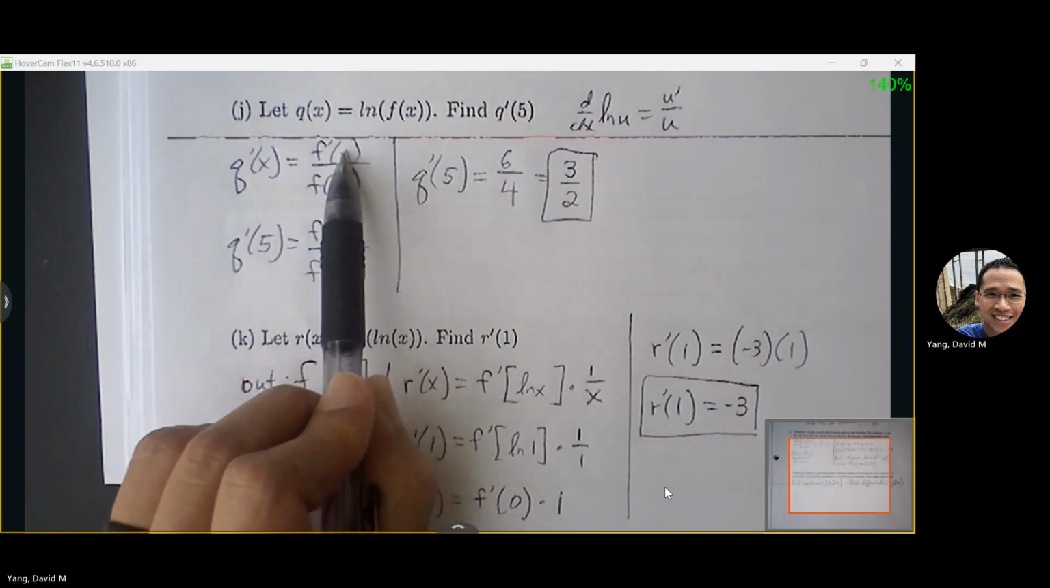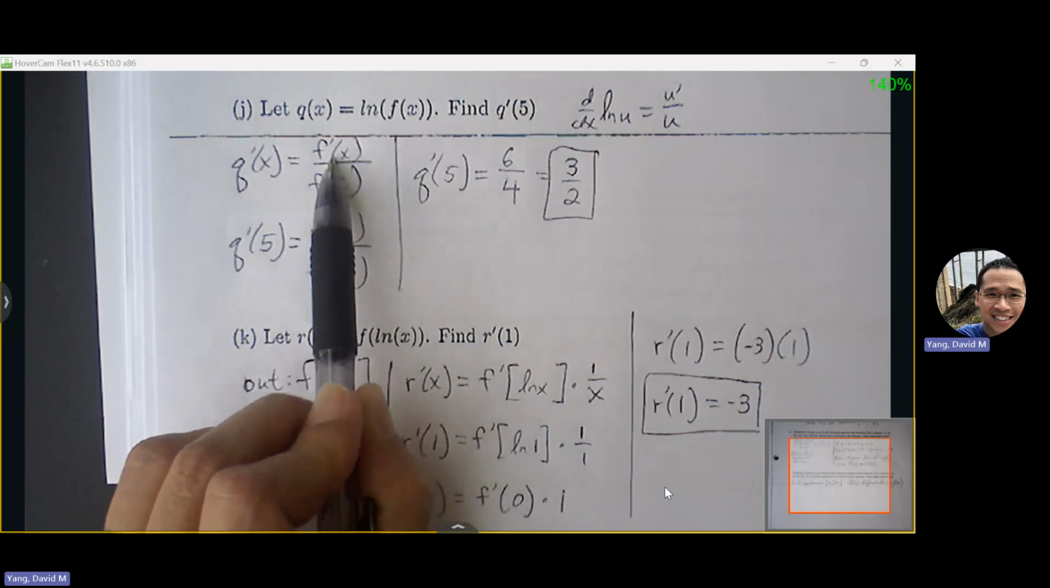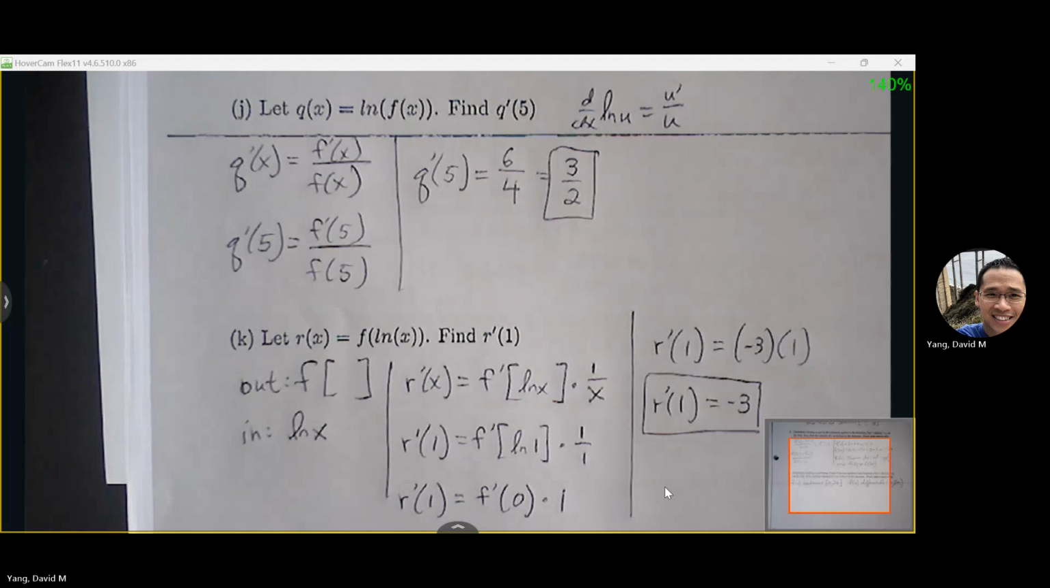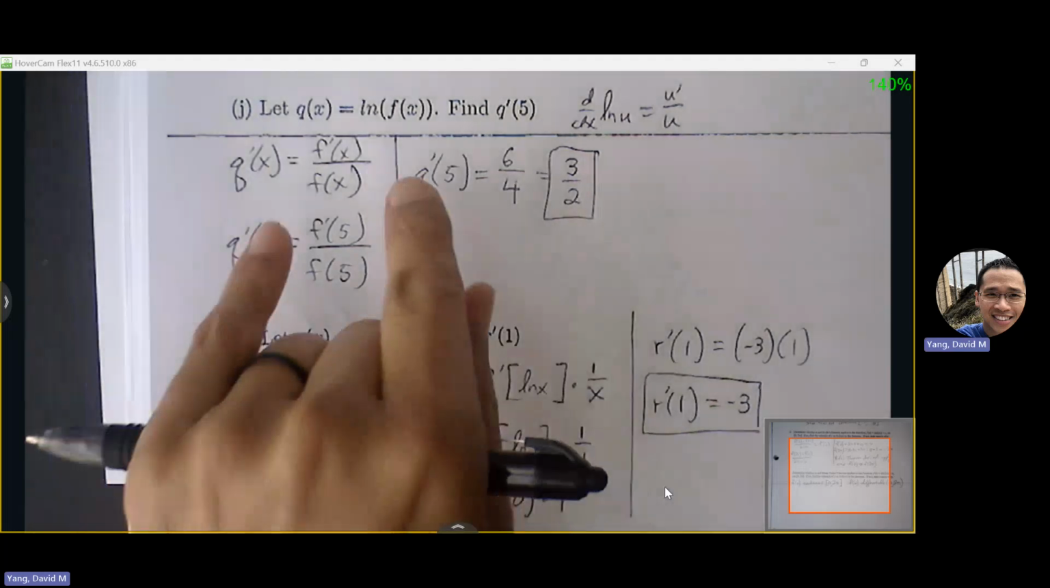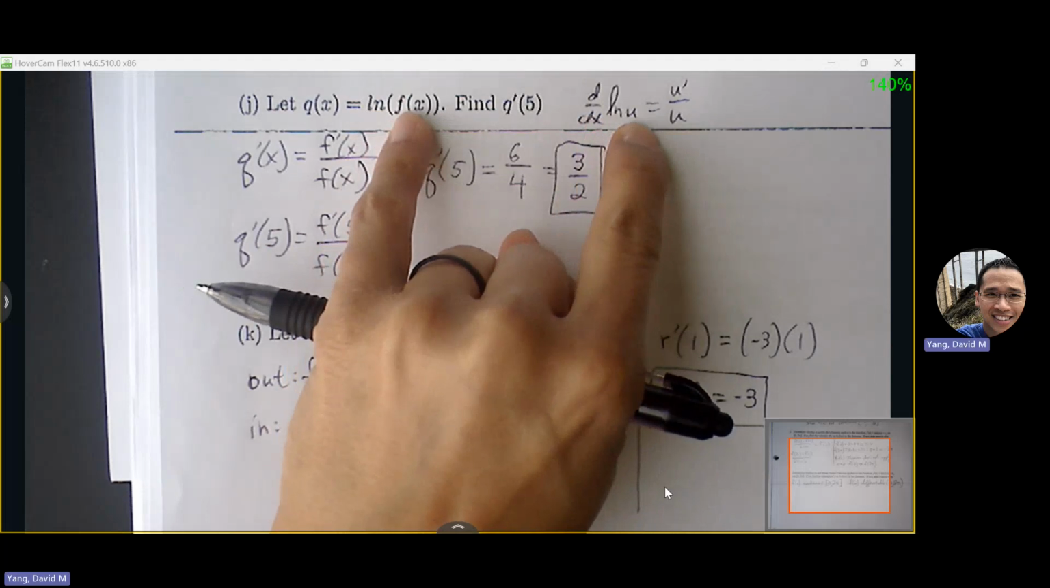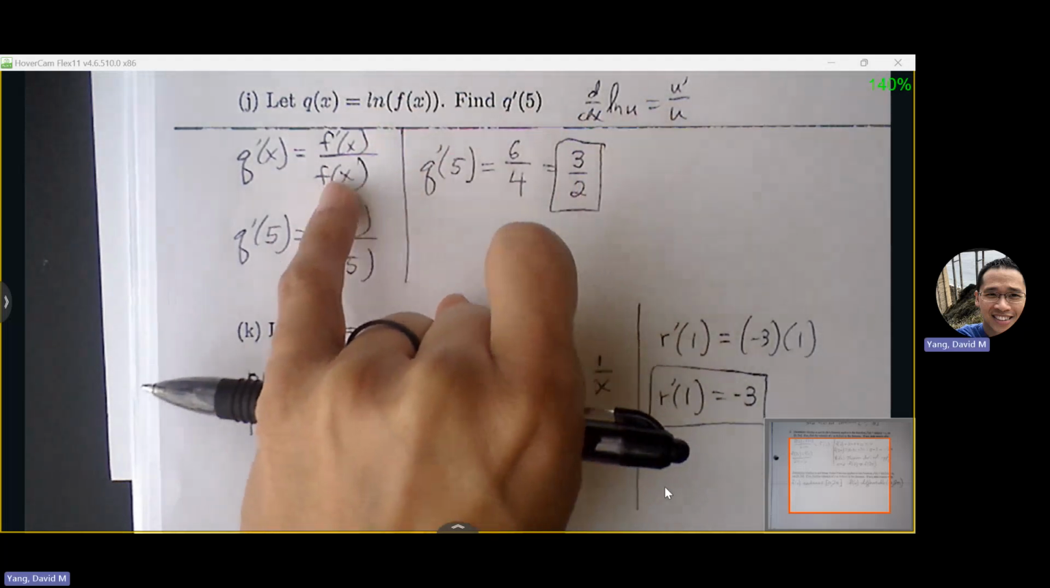So it's f of u, this is my u prime over u here. It's that f, think of that f of x as the u value, and we're just having to take care of that natural log's derivative. So we just follow the rule u prime over u, so f prime over f.